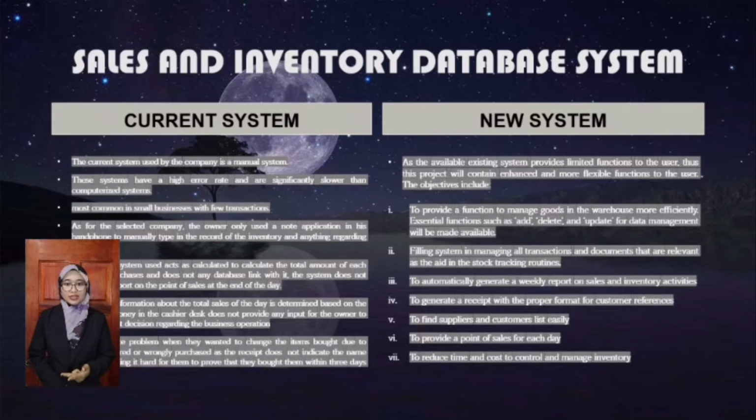To automatically generate a weekly report on sales and inventory activities. To generate a receipt with a proper format for customer reference. To find supplier and customer list easily, to provide a point of sale for each day, to reduce time and cost, to control and manage inventory. That is 7 new functions for the new system that we are going to develop.